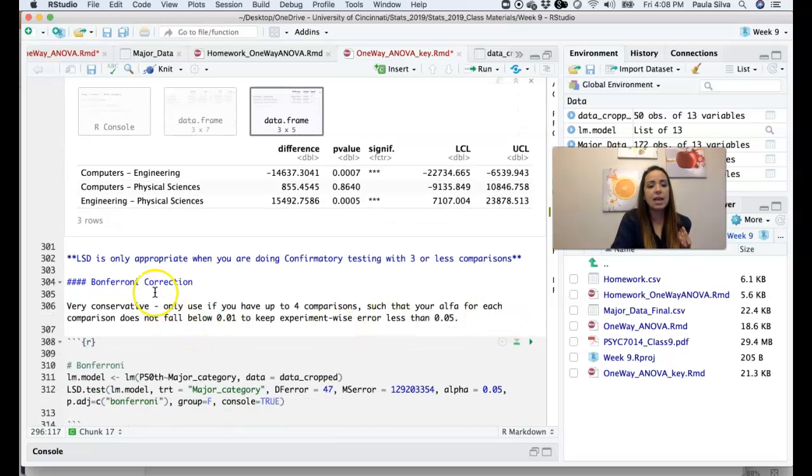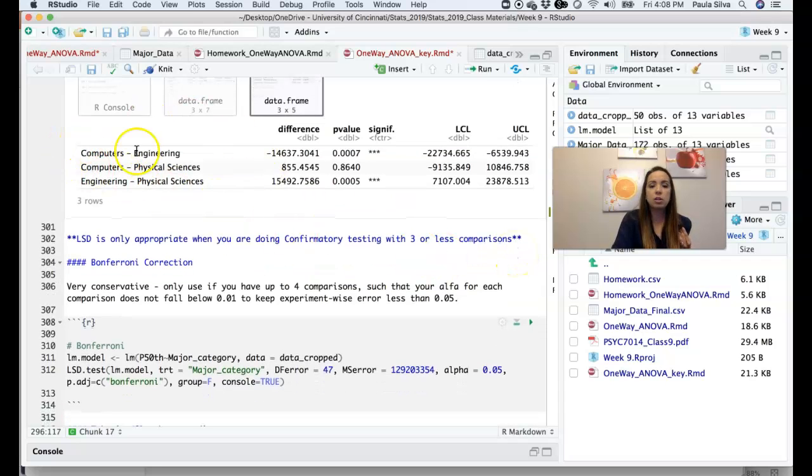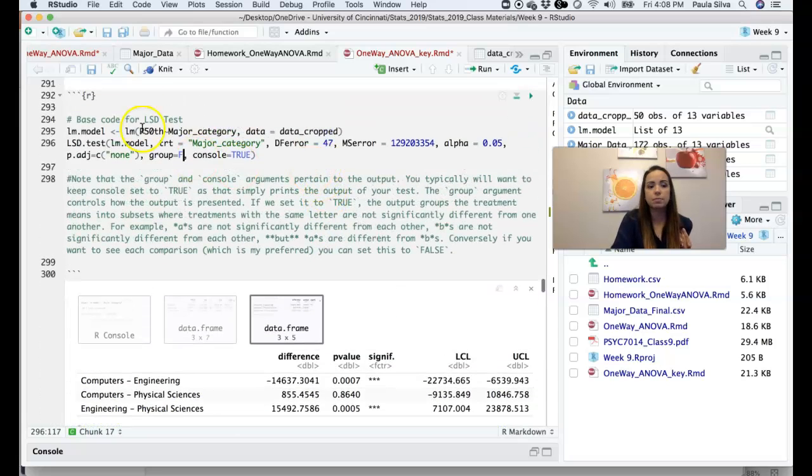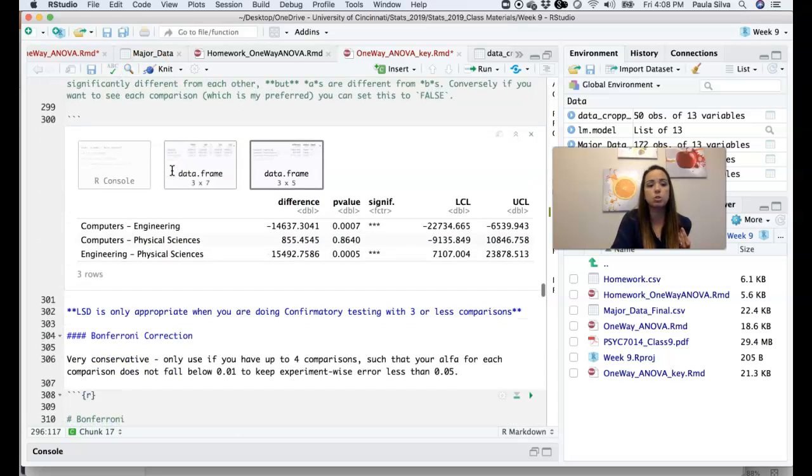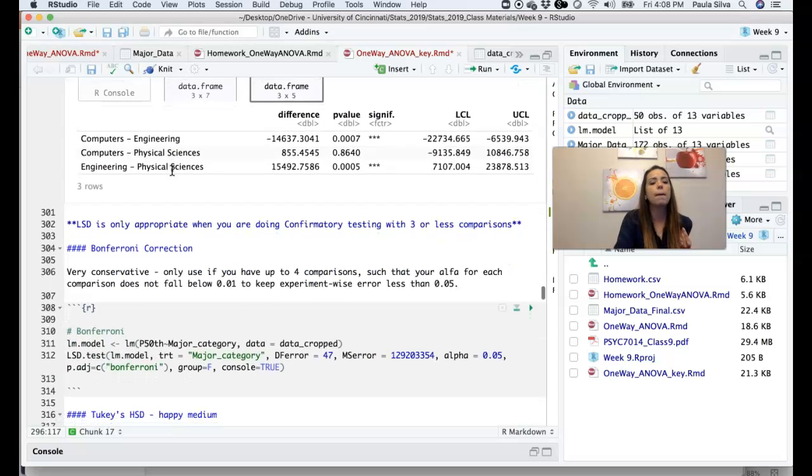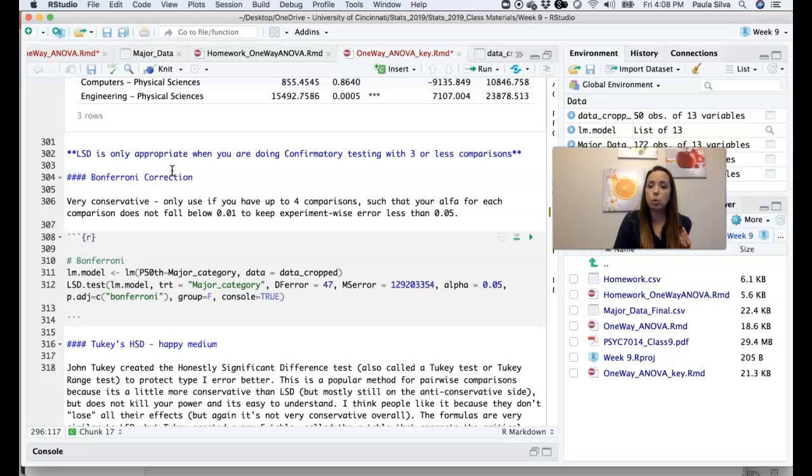Now, we said that LSD is only appropriate when you're doing confirmatory testing with three or fewer comparisons. Here, we would be fine using LSD because we're doing confirmatory testing. Given our question, we actually want to compare all of those. Now, if you were under a circumstance where the comparisons were more exploratory, you just want to compare everything to everything, just because you want to explore.